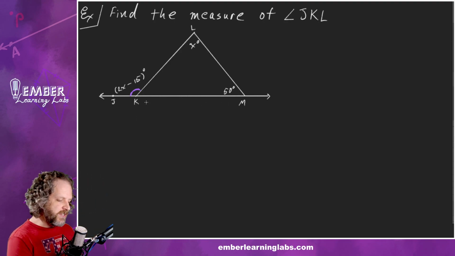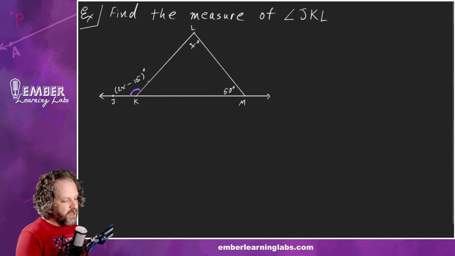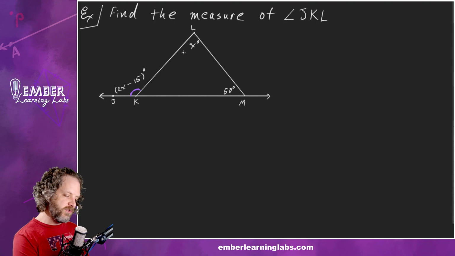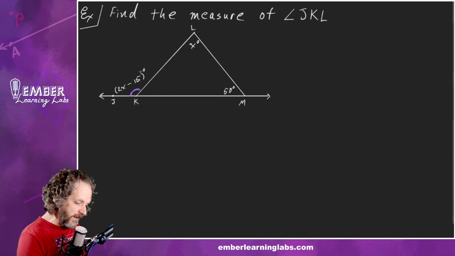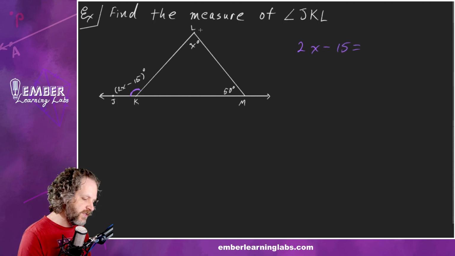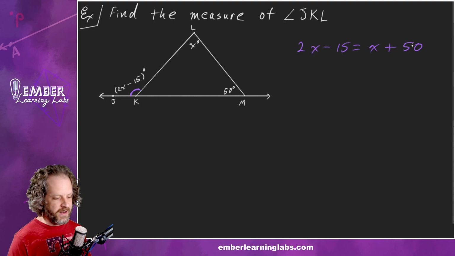So we've got an exterior angle here, right? So that would say that this angle equals the sum of these two. So let's write that in math. This angle is 2x minus 15. So 2x minus 15 equals the sum of these two, so x plus 50. Now we're solving a little equation.